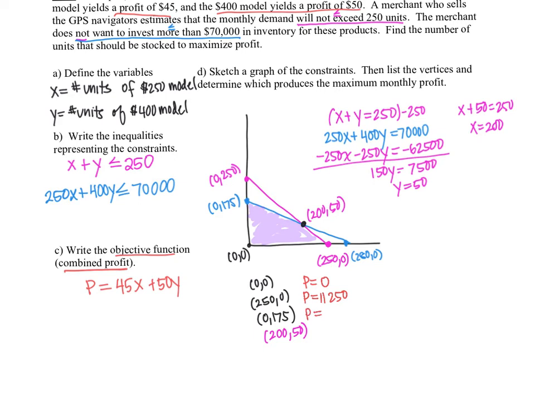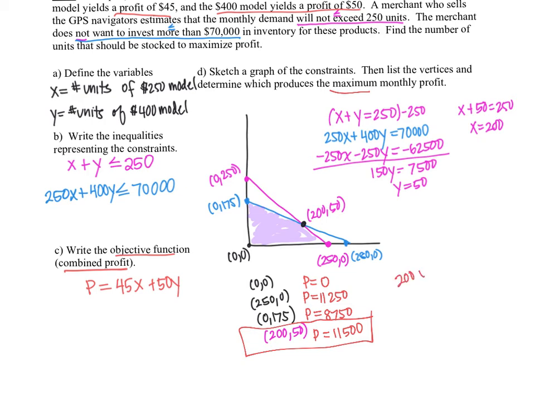If I plug in 0, 175, I get 8750. And if I plug in 200, 50, I get 11,500. And I am trying to maximize my profit. Okay, so what's the question? Find the number of units that should be stocked to maximize the profit. Okay, it doesn't actually ask me what the profit is, even though it is in fact $11,500. So it asked me find the number of units that should be stocked.